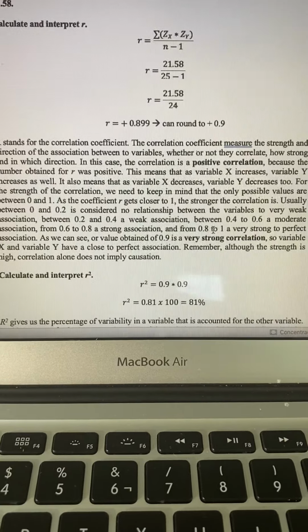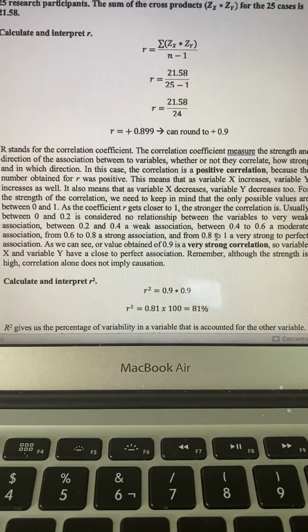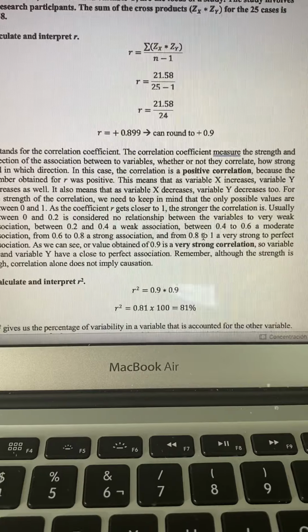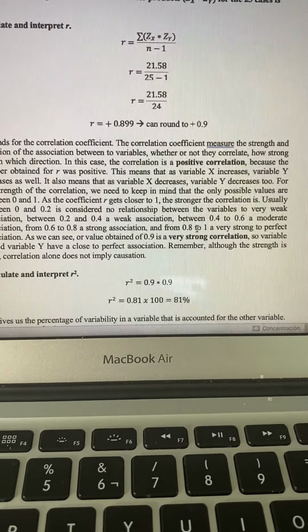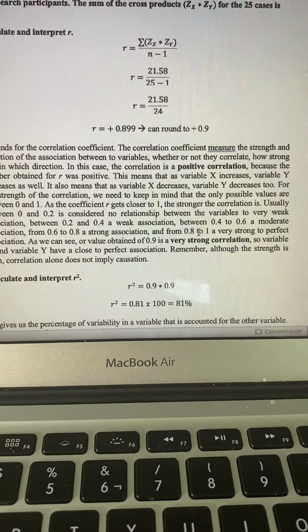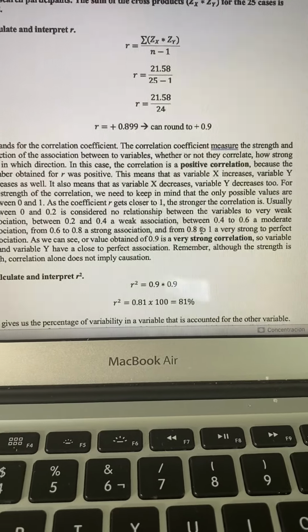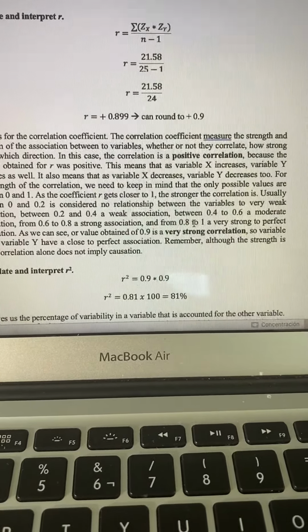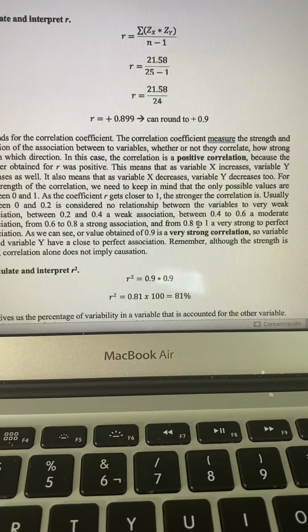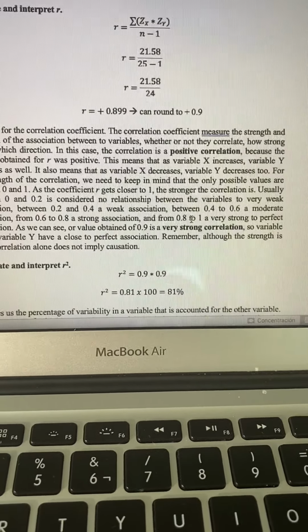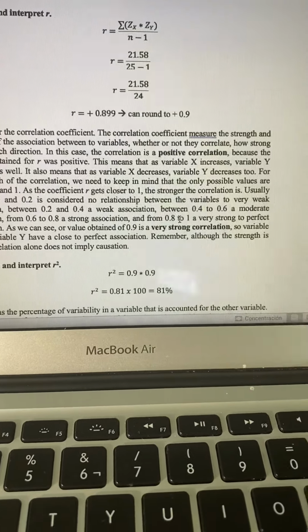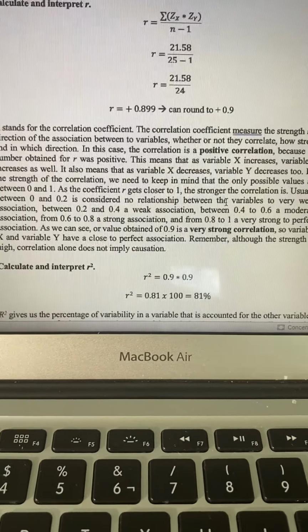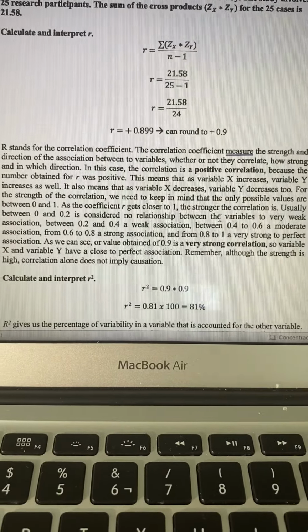So what does this mean? This means that there is a really very strong correlation. So variable x and variable y have a very strong to close association. And also that as variable x increases, variable y increases because it's positive. This also means that as variable x decreases, variable y decreases too. So yeah, here I give a little bit. It's important to remember correlation does not mean causation.